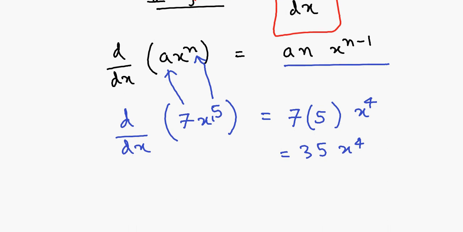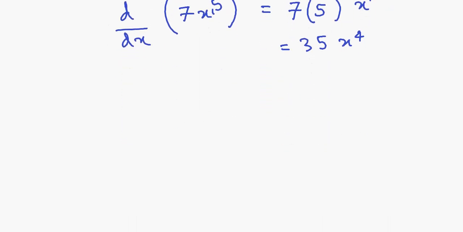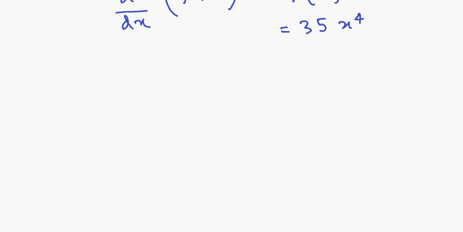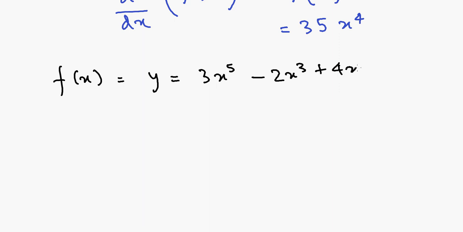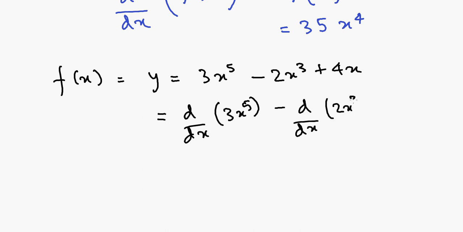Now let us look at a slightly larger problem. Suppose I have this function f(x), which is y, equal to 3x to the power of 5 minus 2x cubed plus 4x. Well, it may look intimidating at first, but there's nothing to be worried about, because all you have to do is differentiate each of these terms individually, and as you can see, we have already done differentiating terms like this before.